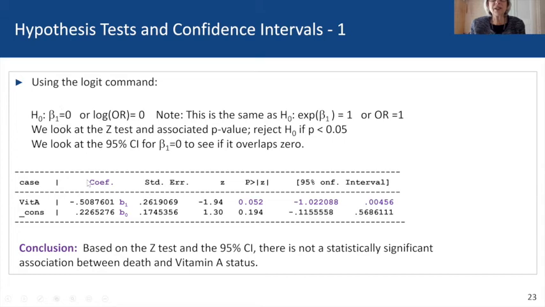So using the logit command, we get the betas. And we would look at the z-test and the associated p-value and the 95% confidence interval. We can see that the p-value is greater than 0.05, so we fail to reject. We look at the confidence interval, it overlaps the hypothesized value of 0. So based on this z-test and the 95% confidence interval, there is not a statistically significant association between death and vitamin A status using a significance level of 0.05.